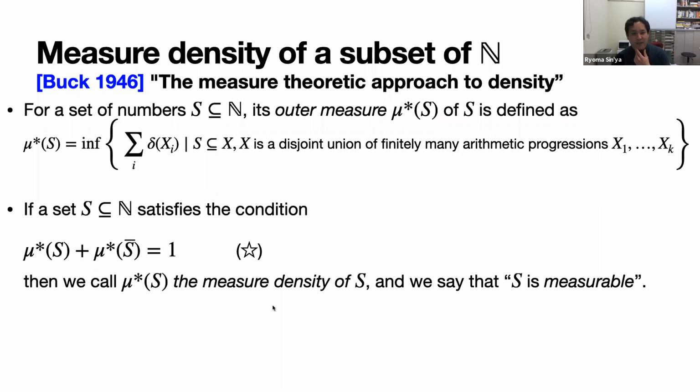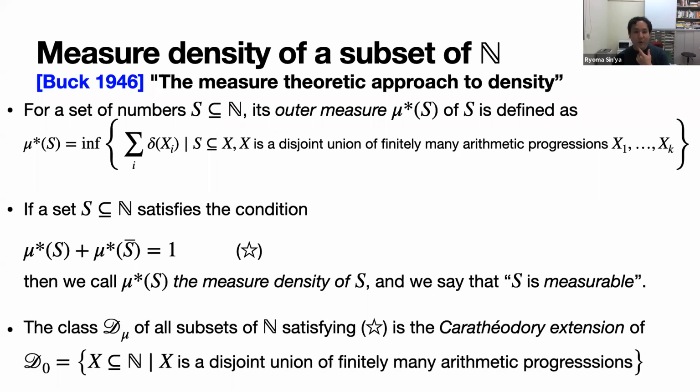So technically speaking, the class d mu of all subsets of natural numbers satisfying this condition is exactly the Carathéodory extension of this domain D0. D0 consists of all finite disjoint unions of arithmetic progressions, okay? And then Bach actually showed several properties about this d mu, and as a basic result, he showed that this extension is proper.